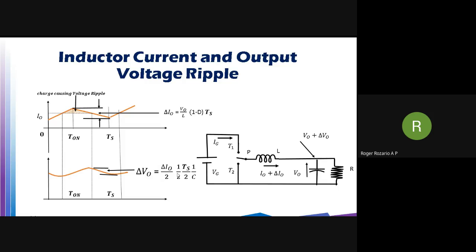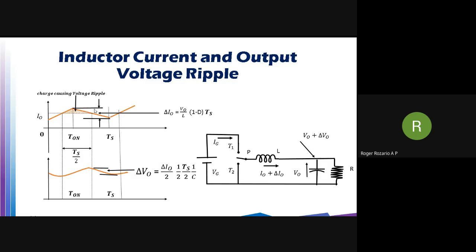This half will come in the area equation of the triangle: half into base into height. The height is del I naught by 2, and the half will come in the formula itself. What is this base? Base is Ts by 2. From here to here it is Ts, and this region is Ts by 2. So half into base into height is the expression.